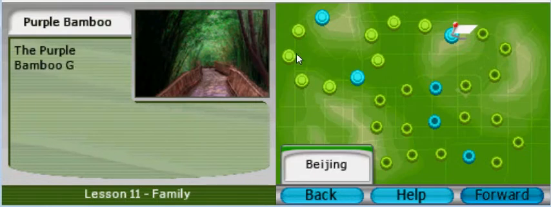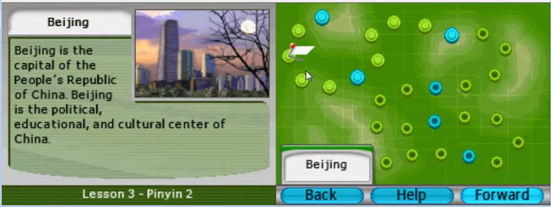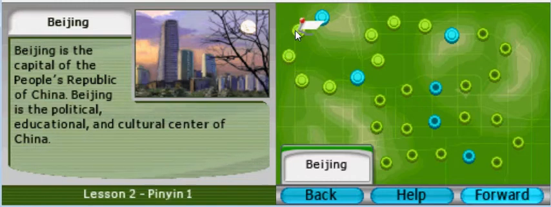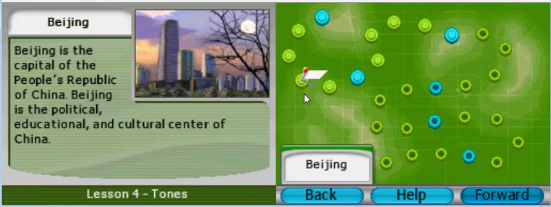We are moving on to lesson 4, tones, and I'm really afraid about this part. As for pinyin, I believe I'm comfortable enough with the pinyin. The thing I'm really afraid of is the tones, because I just don't get it. Literally, I don't get it. I know there are 4 different tones.